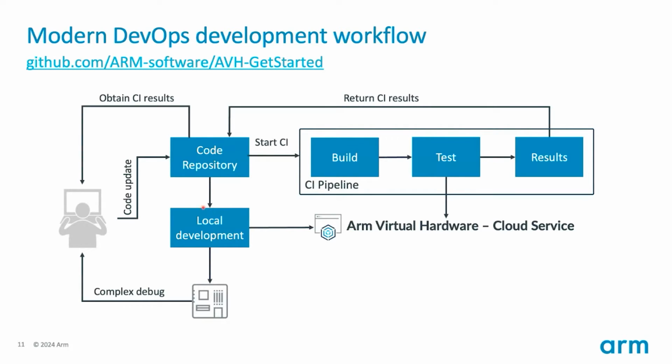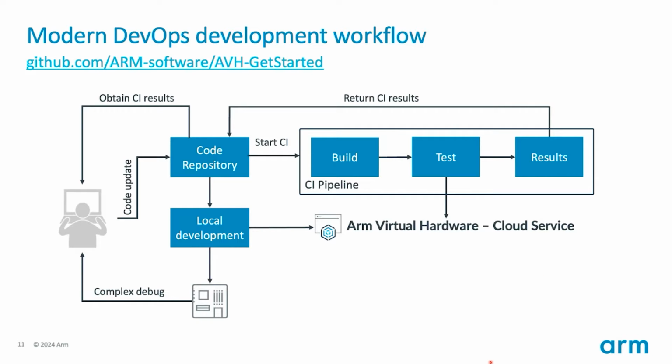Maybe one final thing. Of course, if you run the local development loop, then you can have access to some development hardware that you have on your desk and can do, of course, complex debugging. Sometimes, if in the CI pipeline you see a problem, then you need to run this local loop and do the complex debugging to find the root cause of the problem. So this is what we see as a modern DevOps workflow.